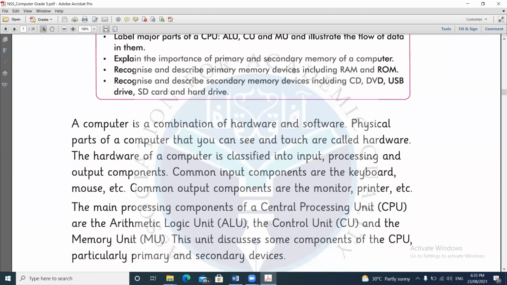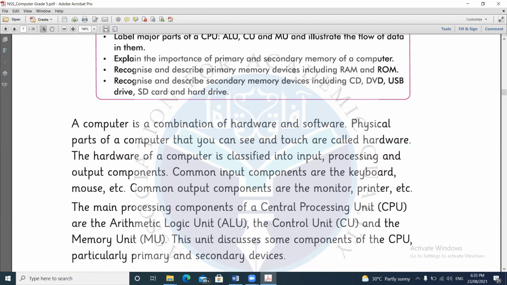Although a computer is a combination of hardware and software, some physical parts of the computer we can easily see and touch. It is called hardware, and we can classify the hardware of a computer into two types: input and output. Sorry, we can also classify one more type, that is processing hardware. So hardware can be classified into three types. Commonly, we have input hardware and output hardware in front of us.